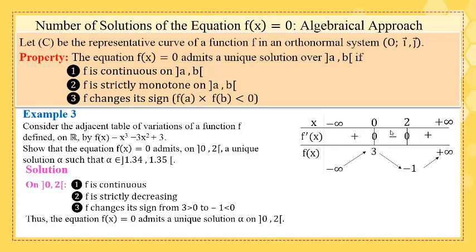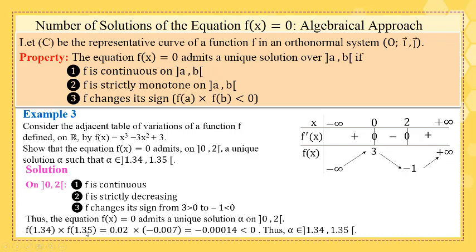We can't see that f changes its sign on the interval 1.34, 1.35. So we will use this way. f of 1.34 times f of 1.35 is negative. Thus, alpha belongs to this interval. Thus, f of alpha equals 0. Please go to the table of variations and add this result. Later on, it will help us in studying the sign of f.